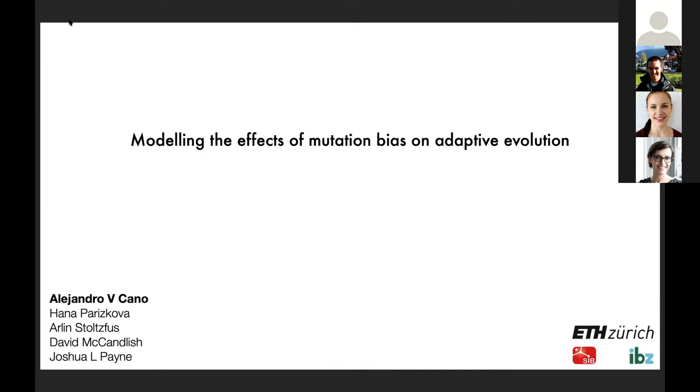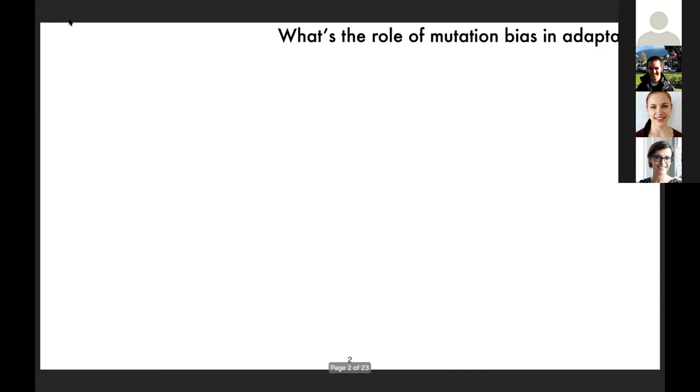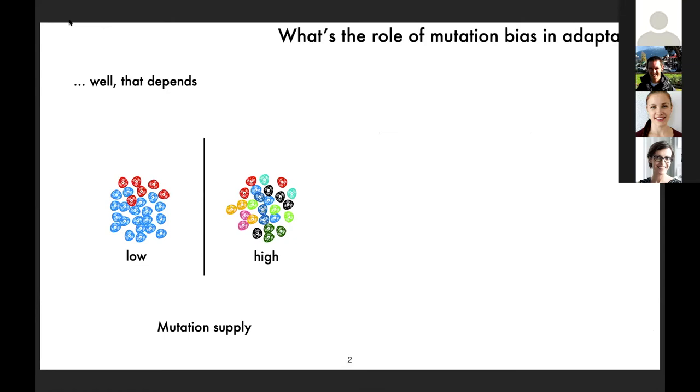I would like to start by posing a question that has been recently regaining some attention. That is, what is the role of mutation bias in adaptation? And the answer is, well, it depends. Mainly, on one hand, on population dynamics conditions. More specifically, on the mutation supply.